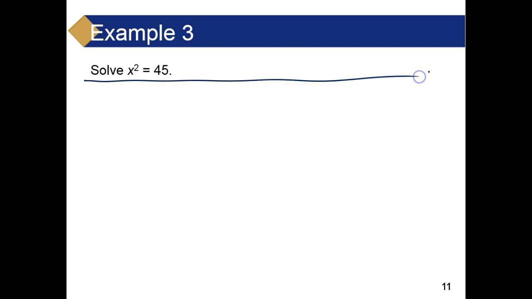And here's example 5. 7n squared is equal to 12. Okay? What in the world can we do with that?